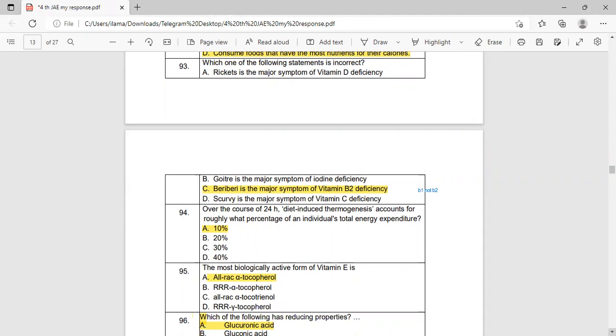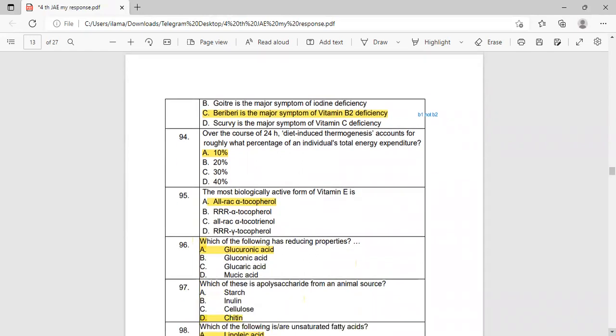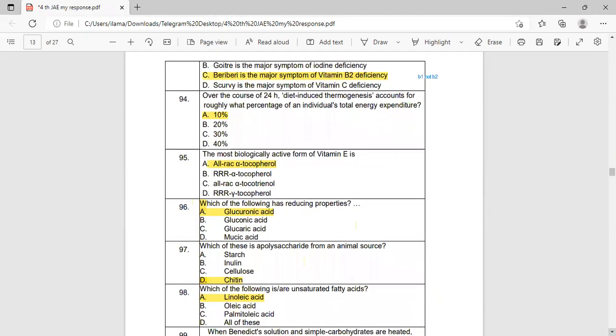Next, which of the following has a reducing property is glucuronic acid? Next, which of the following is a polysaccharide from the animal source? Animal source is chitin. Next, the starch, inulin, cellulose are all plant sources. Next, which of the following is unsaturated fatty acid is linoleic acid.